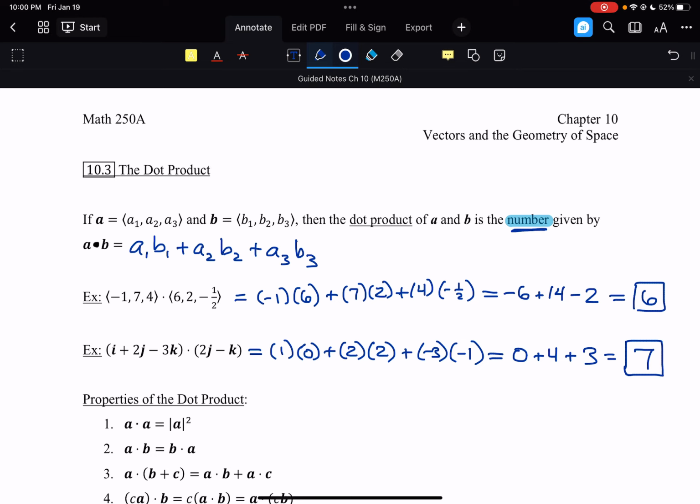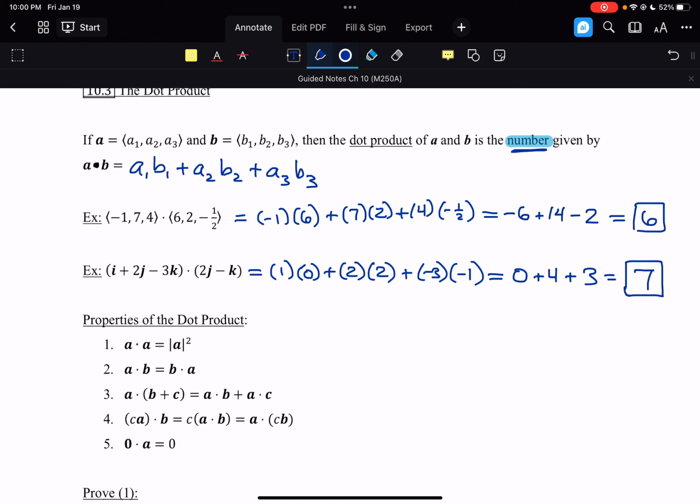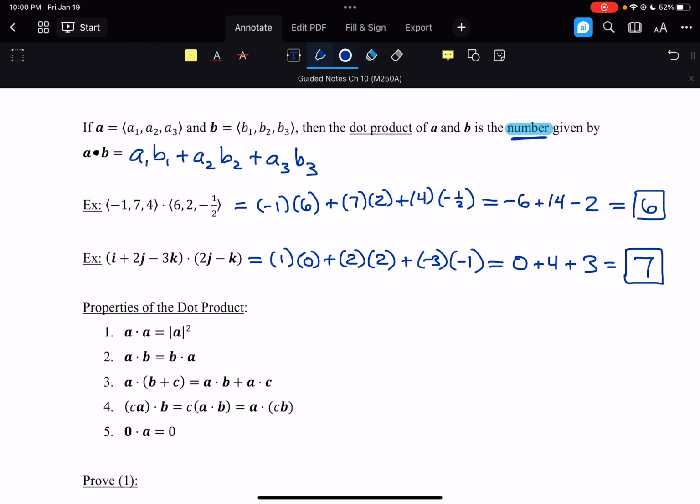There are plenty of properties that we can look at involving the dot product. So here are some of our main ones. Any vector dotted with itself is equal to the length of the vector squared. A dot B is equal to B dot A. So the order in which you do a dot product does not matter. And if you look at why that is, if you're multiplying A1, B1, and you switch them to B1, A1, it should be the same thing, and same for all of those.